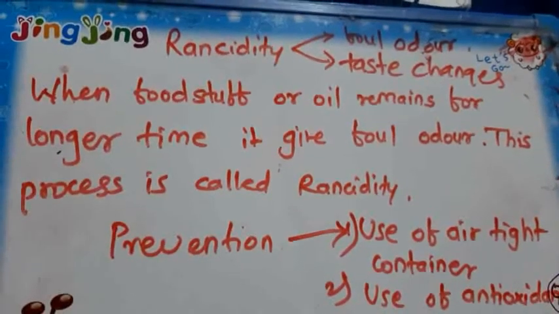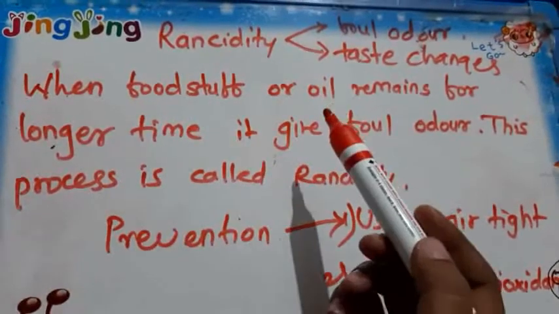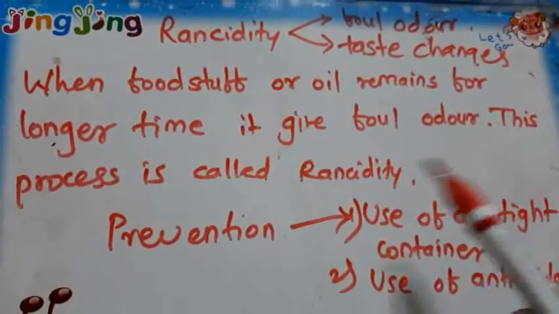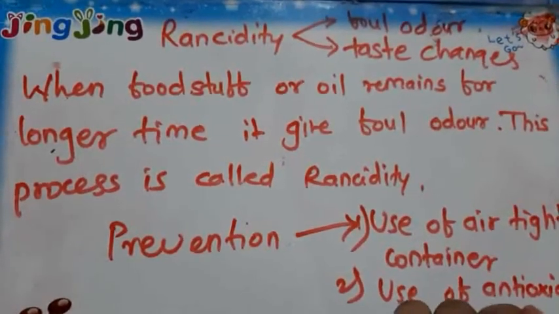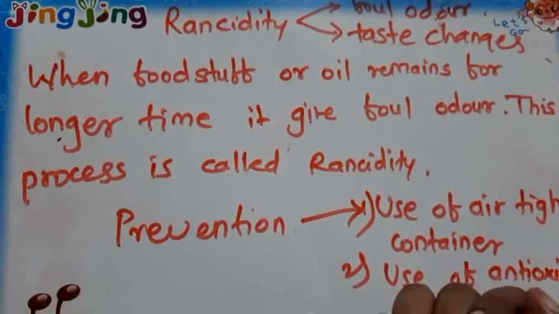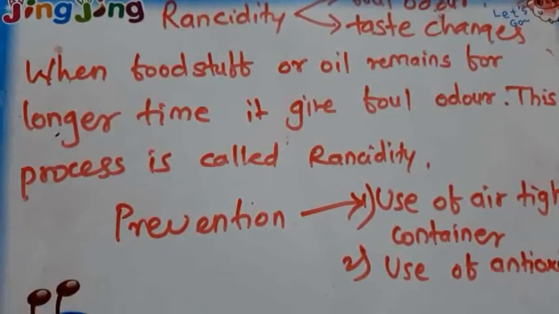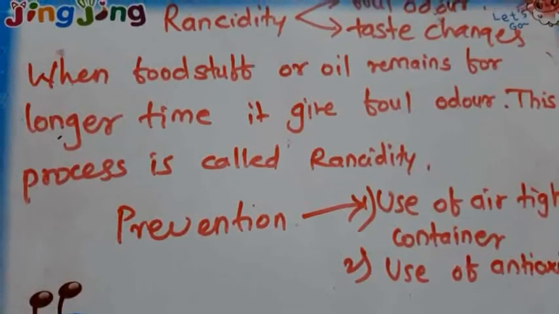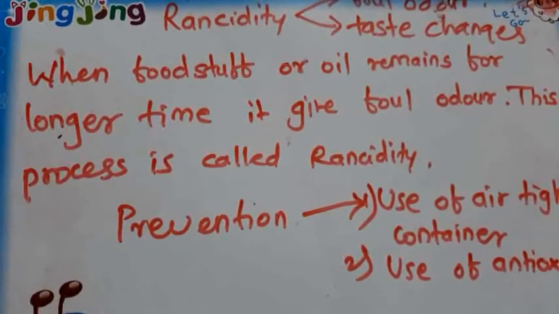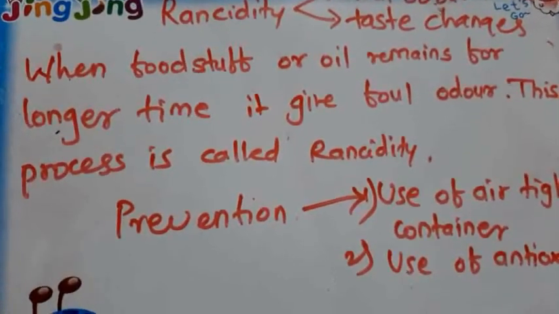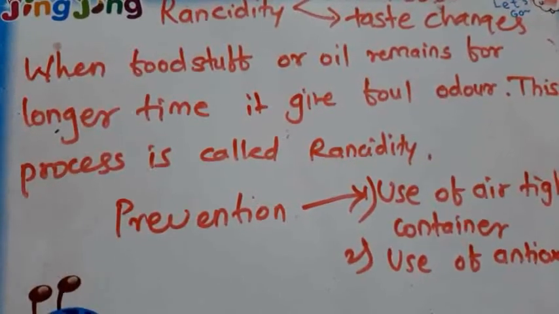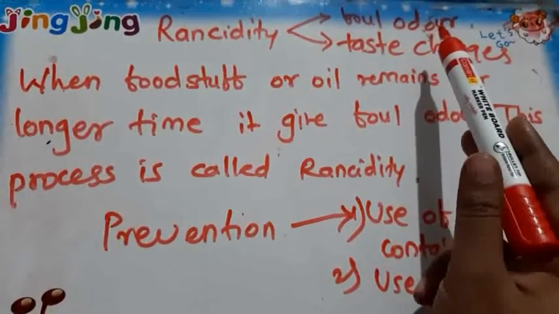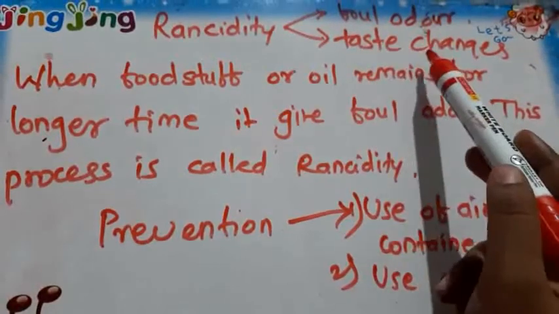Next concept is rancidity. When foodstuffs or oil remains for longer time, it gives foul odor. This process is called rancidity. If the food is cooked in such oil, its taste also changes. When oil or ghee is left aside for long time or fried food is left aside for long time, it undergoes air oxidation and becomes rancid. So due to rancidity, foul odor is coming from foodstuff or oil and its taste also changes.